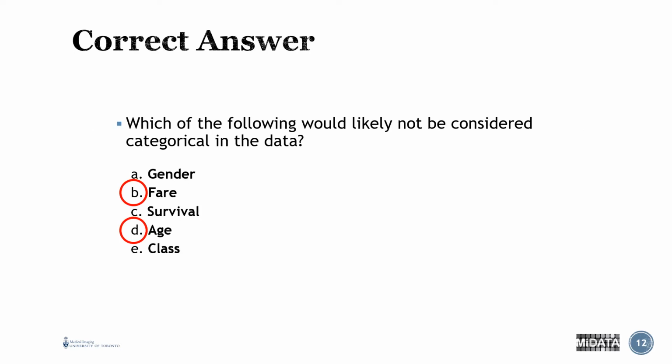So of course, I'm sure you all got the right answer, that fare and age are most probably continuous variables, so not considered categorical. Now, of course, you're thinking, well, we could categorize the data. Certainly we could. But in this case, what was assumed is that fare and age would be continuous.